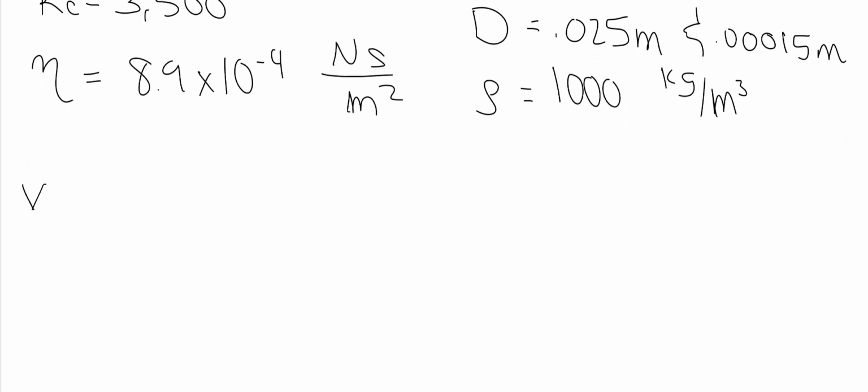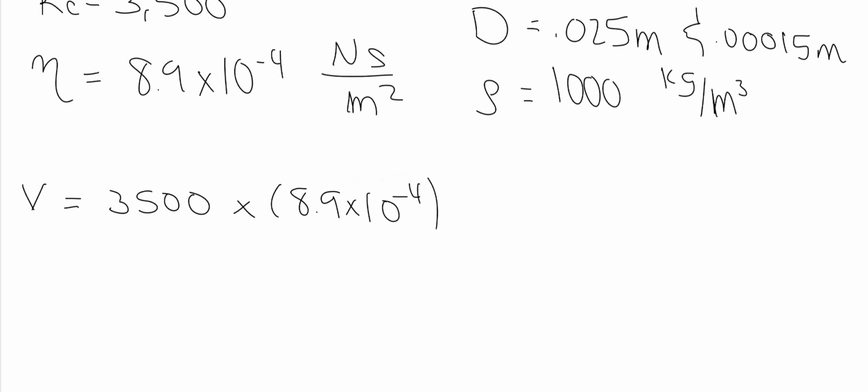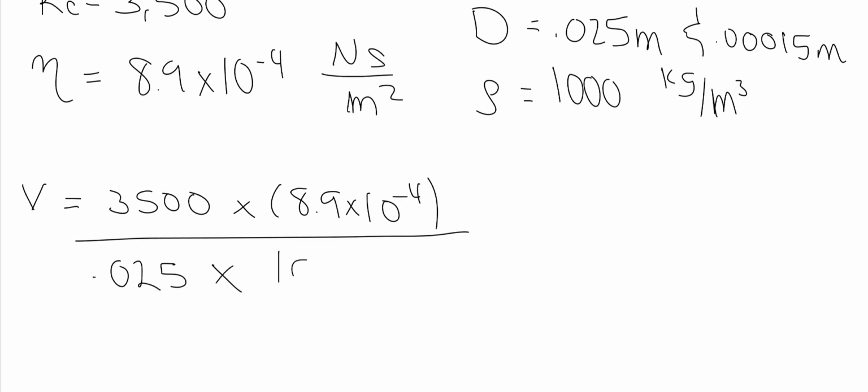So first off, for our first diameter, we get the following. So velocity is equal to our Reynolds number of 3,500 multiplied by our viscosity, 8.9 times 10 to the negative 4. And that is going to be over 0.025, and that's going to be multiplied by 1,000. Working this out, we get a velocity of 0.125 meter over second, and that's our first velocity.